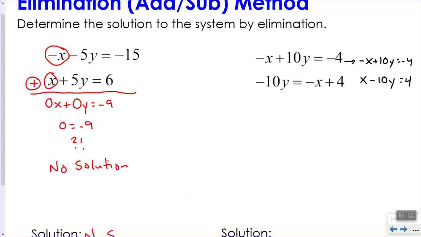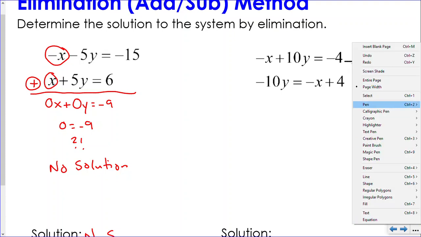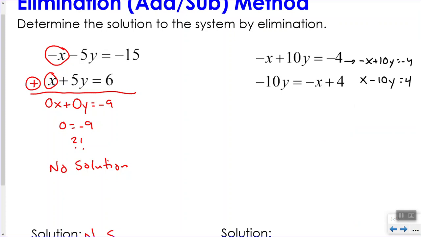So now we can go ahead and use our elimination. If I look at the first terms, I have negative x and positive x. So when I add those, they'll eliminate, so we're going to use addition. So we have 0x, and then 10y plus negative 10y is 0y. And then negative 4 plus positive 4 is 0. So in this one, we end up with 0 equals 0.